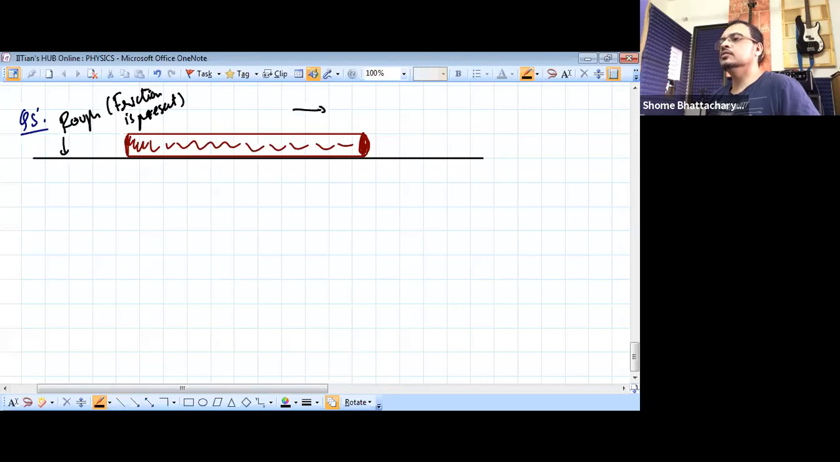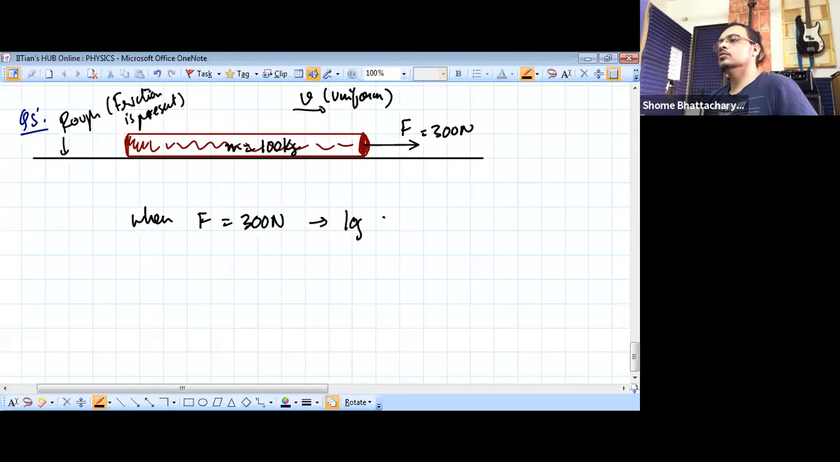So in order to move it, first of all, you have to apply a pulling force. Let's say you are pulling this with some amount of force. Now it says that when you apply the force of 300 newtons, this is moving at uniform velocity. And the mass of this is 100 kg. It says that when the external force we apply is equal to 300 newtons, the log moves at a uniform velocity.